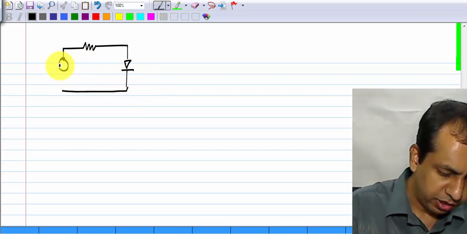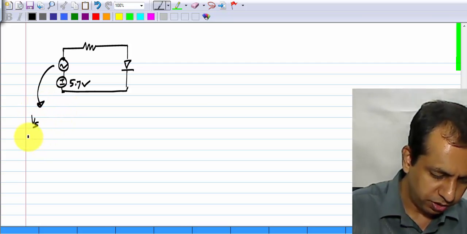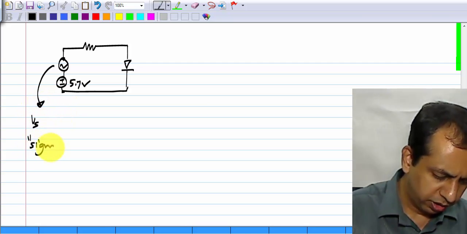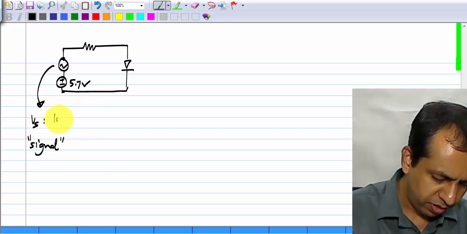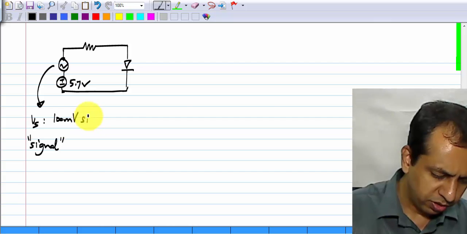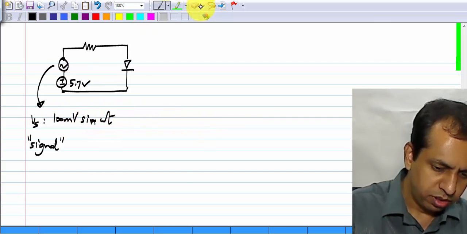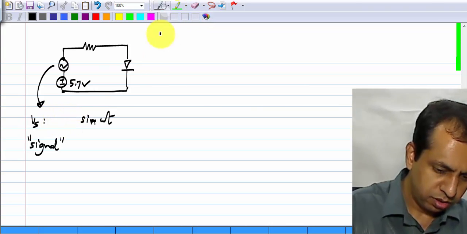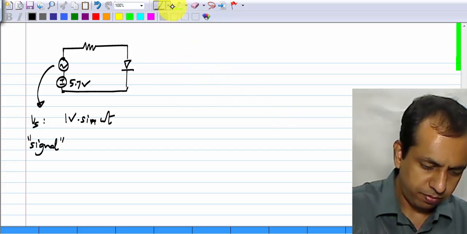example with, let us say, two sources in series. So, this could be, let us say, a 5.7 volt source, and this could be a sinusoidal source, okay. This is what I call a signal. This could be, let us say, some 100 millivolt sine omega t, or maybe 1 volt sine omega t, okay.